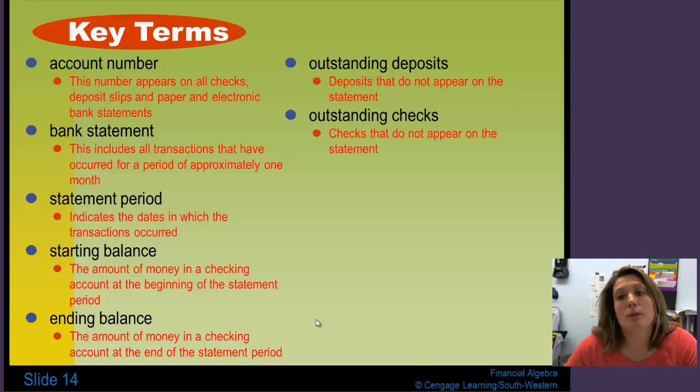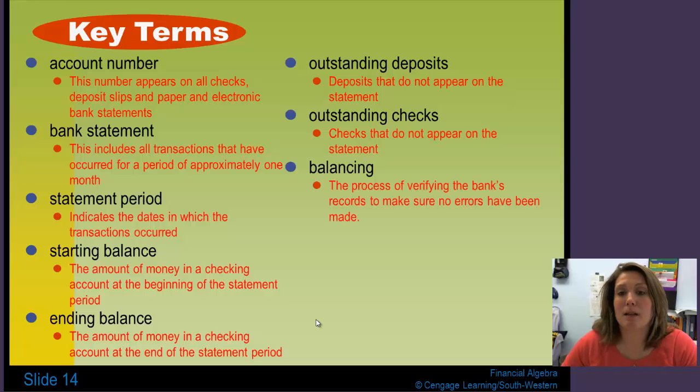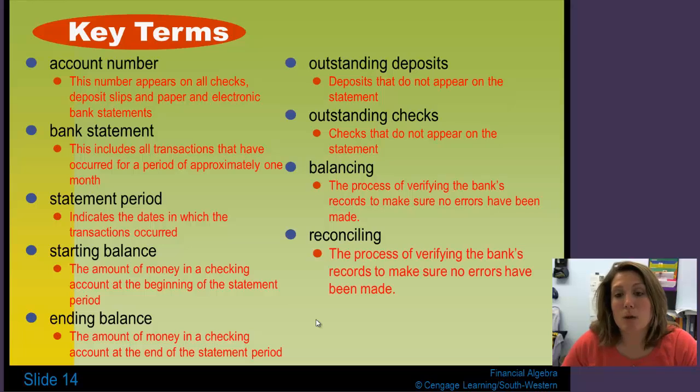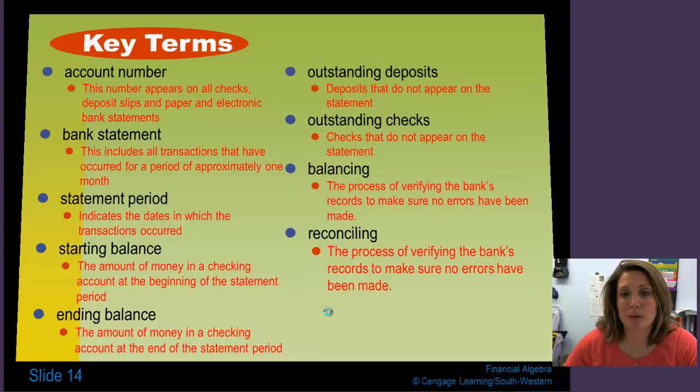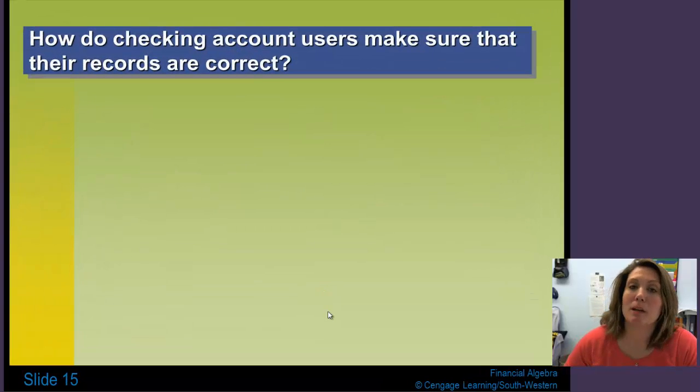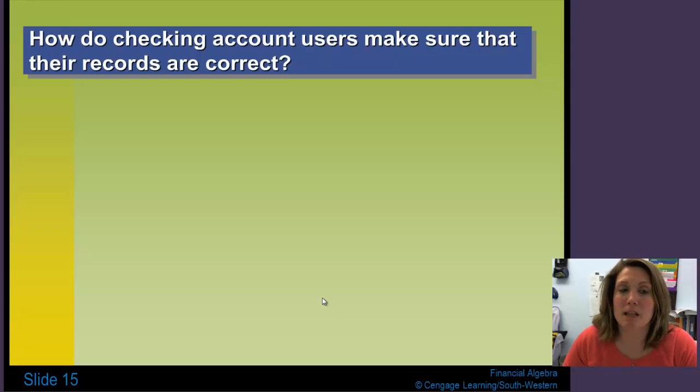Outstanding checks, those are checks that don't appear on your statement. So you may have written them, you may have taken them out of your check register, but they have not yet appeared at the time that the statement was printed. They don't appear on there. Balancing, this is the process of verifying the bank's record to make sure that no errors have been made. Reconciling is also the exact same thing. It's the process, again, of making sure that the bank hasn't made any errors in your account. This needs to be done on a regular basis, generally monthly when your statement comes in.